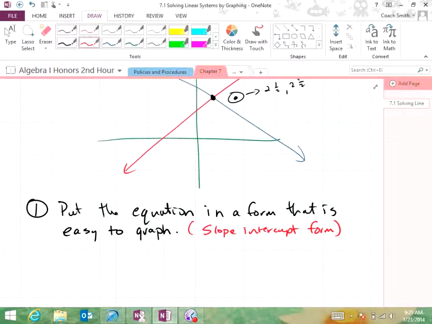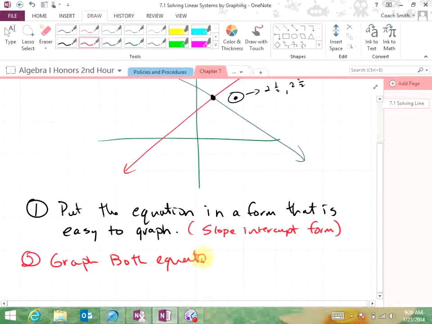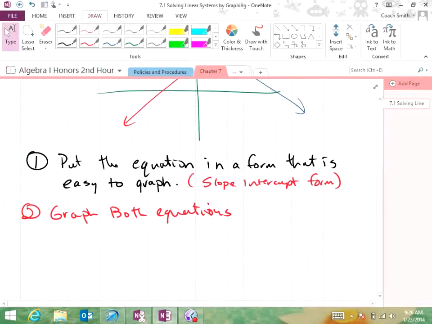Okay, now let's talk about the next step. The next step is to graph both equations. That's going to be step 2. Now, obviously, we're graphing them on the coordinate plane. I mean, obviously, you don't graph the equations other ways.